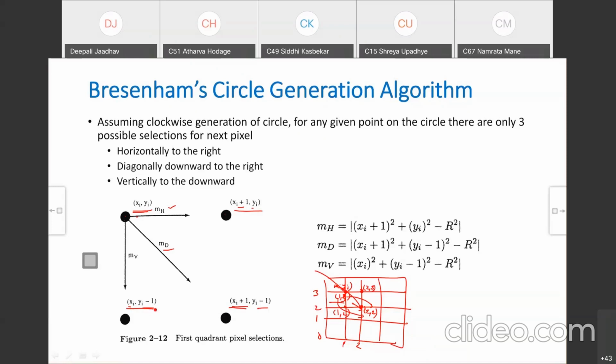So using this simple method, some calculations are required there, but this is the basis used in the Bresenham circle generation algorithm. Choose any one of the 3 points, horizontal, diagonal or vertical. Then which one to select, this one or this one? It depends upon the calculations, where we compare the distances and choose which is closer to the previous point. How it is possible, we are going to see in the next slide.